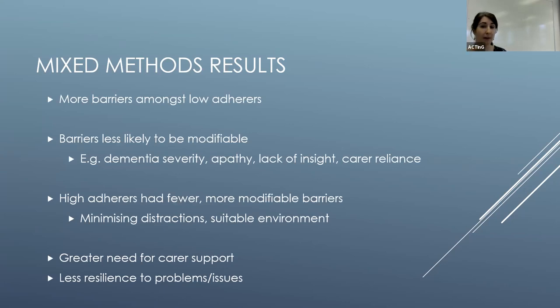There did tend to be more barriers amongst the low adherers, as one would expect, and these tended to be less modifiable. So there were things that the patients couldn't really change: the severity of their dementia, perhaps they had apathy, they lacked insight into their dementia, and they were often quite reliant on the carers for support through the programme as well. Whereas the high adherers tended to have fewer barriers and they were more modifiable, so things that they could do something about, like minimising noise and distractions, finding a suitable environment for the training, those kinds of things. As I said, there was greater need for carer support amongst the low adherence group, which then resulted in some carer friction and strain, which could be a problem.